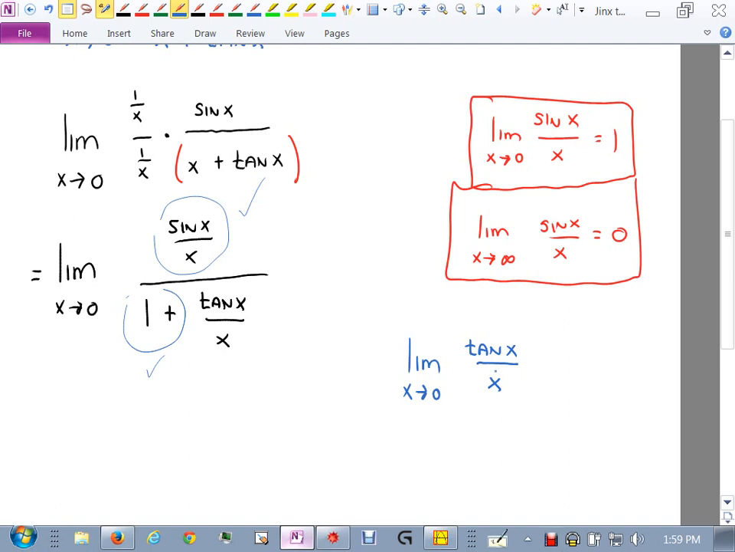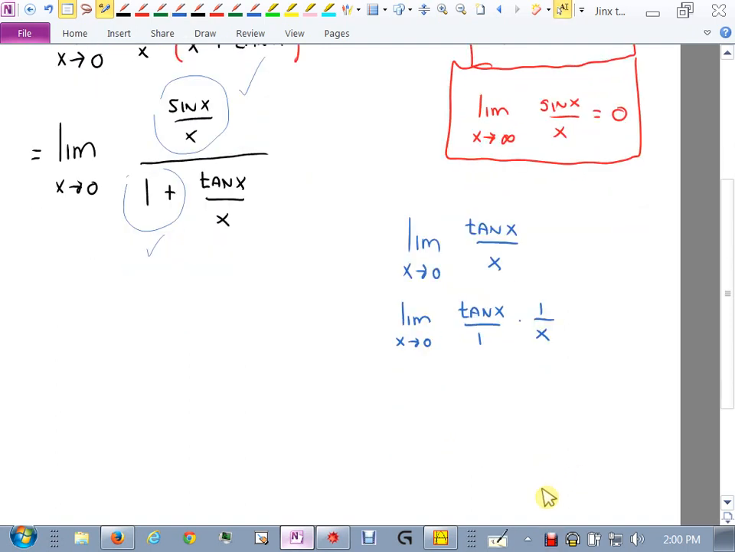Any ideas on what I can do with that? Separate how? Okay, limit as x goes to 0, tan x over 1, and then 1 over x. I did tell you all to do that, right? Anytime you run into a little issue with these, just try and peel them apart.